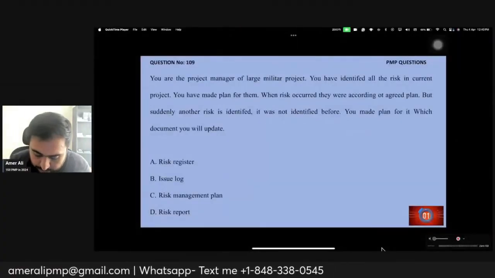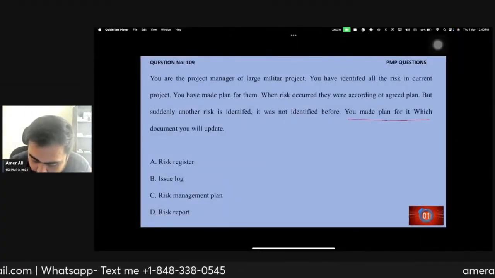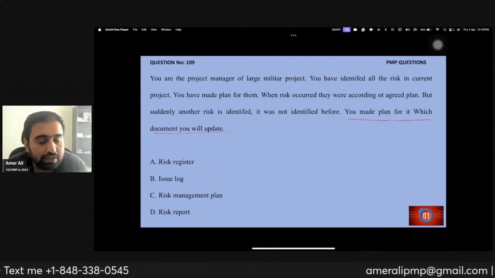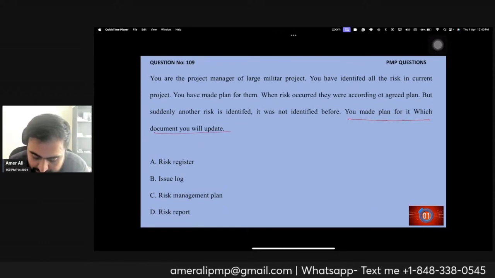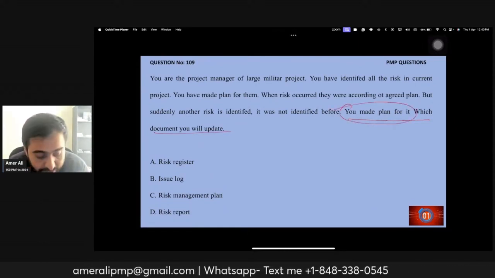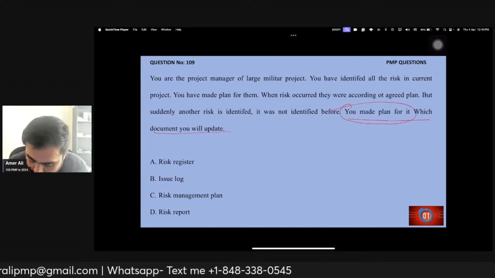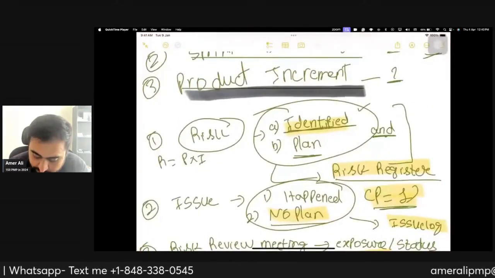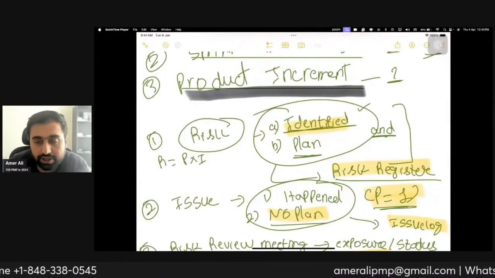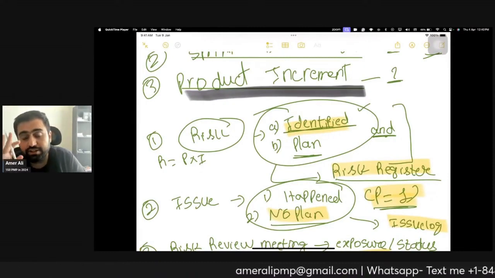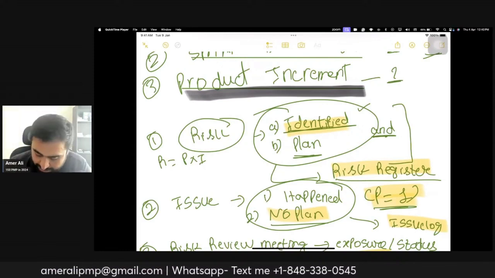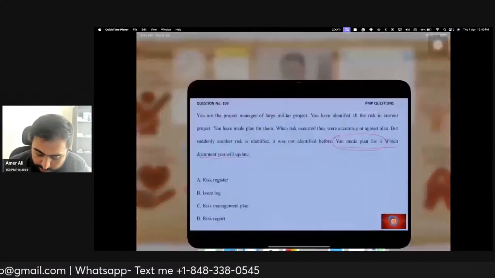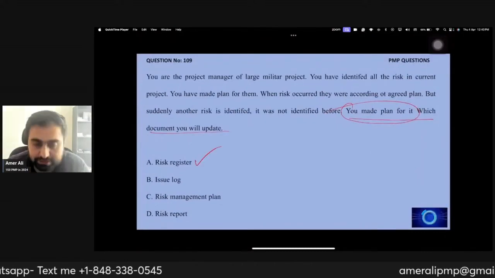Okay. So you made a plan for it, which document will you update? You are the project manager of a large military project, and you made a plan for it. So going back to the formula that we just learned, it was not identified, but now before happening, it was identified. Before even the probability is 99%, we got it and we made a plan for it. Cool. So we'll update the risk register. A would be the answer.